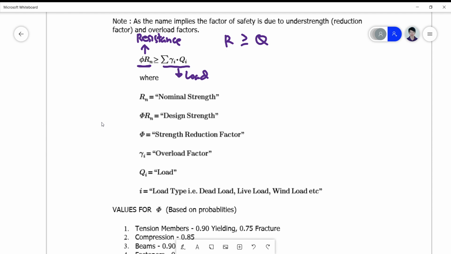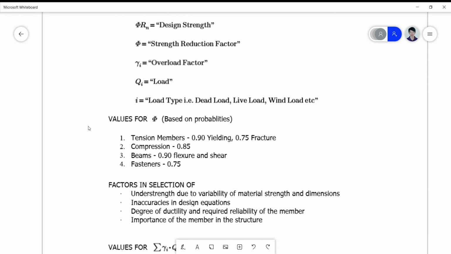So for the values of phi, the reduction factor, which are based on probabilities, the American code uses for tension members 90% for yielding and 75% for fracture. Compression is 85%, beams is 90% for flexure and shear, fasteners are 75% for all failures, but of course this is referring to more or less brittle or fractural failures.